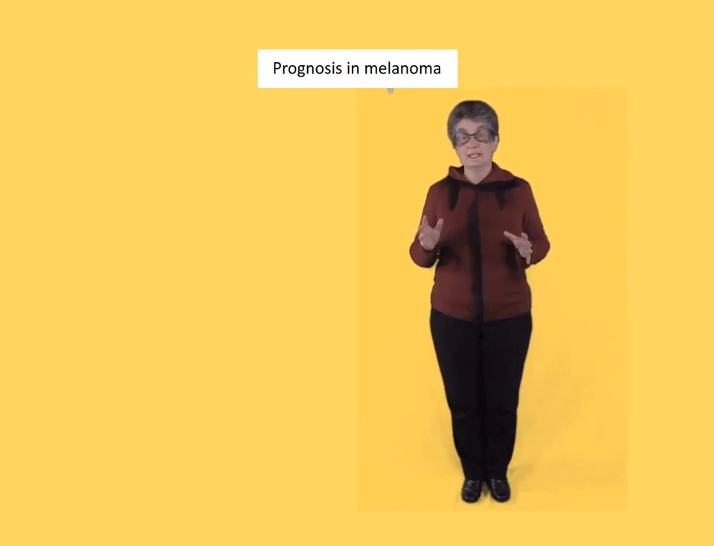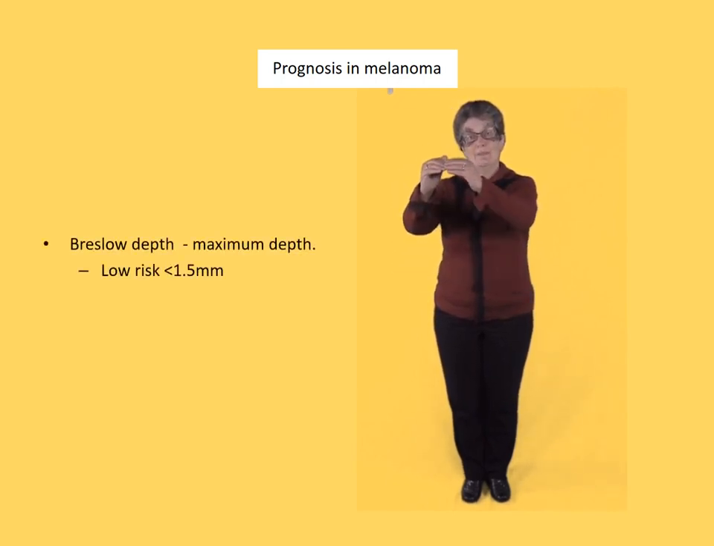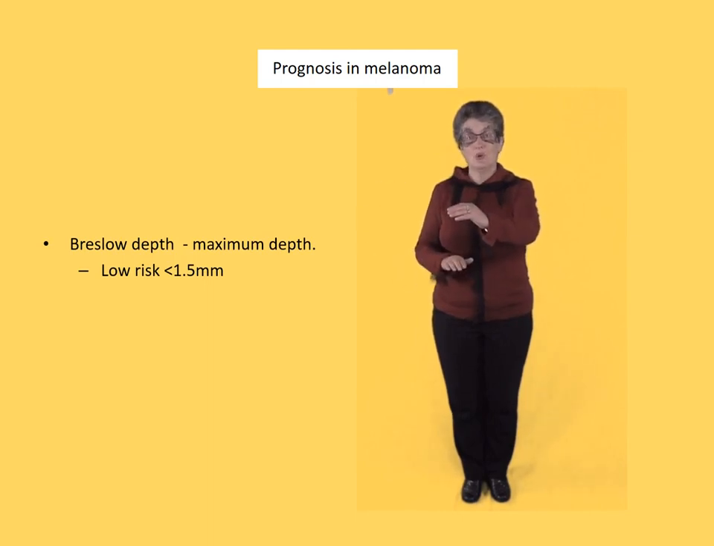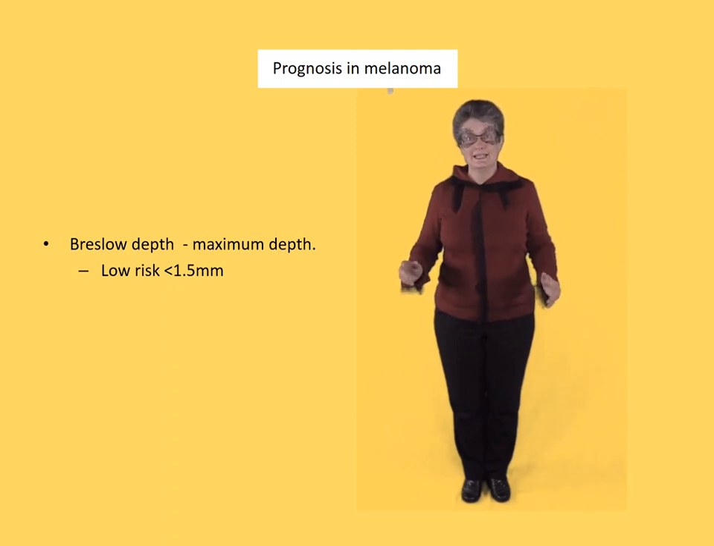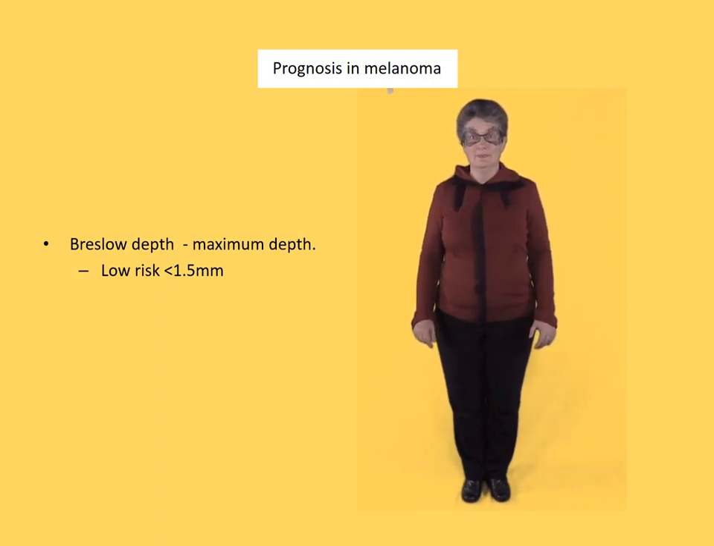When pathologists look at melanomas, they assess the risk for metastasis. Much of this risk depends on the depth of invasion. We call this the Breslow depth. It's the distance between the epidermis to the deepest point of the melanoma. Low-risk lesions are less than 1.5 millimeters deep.